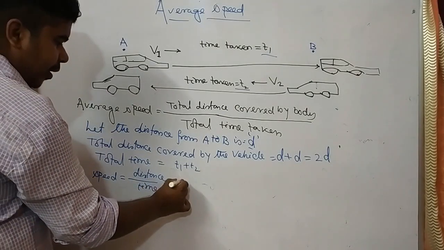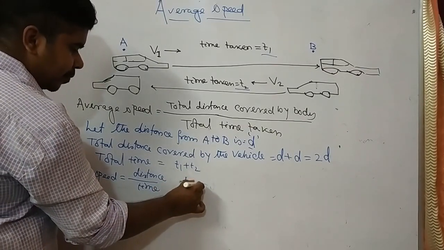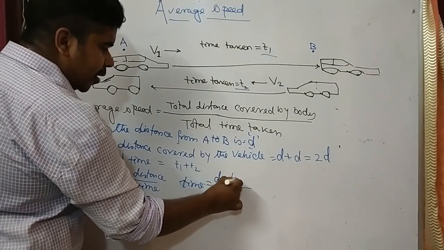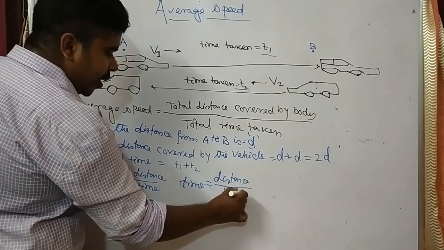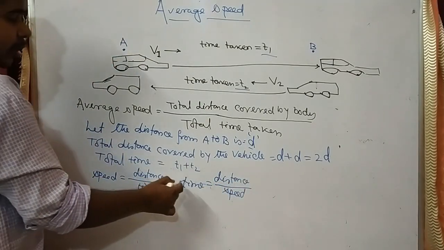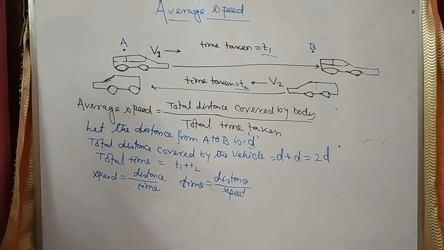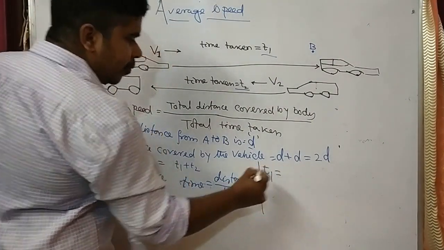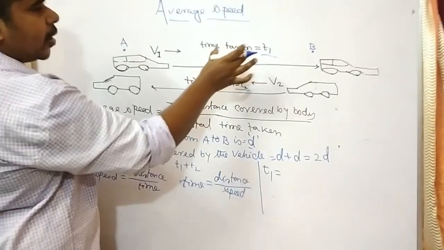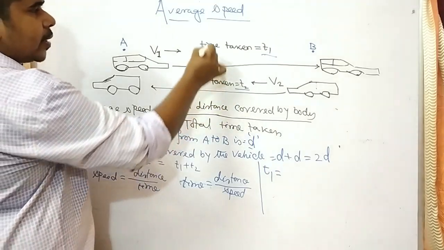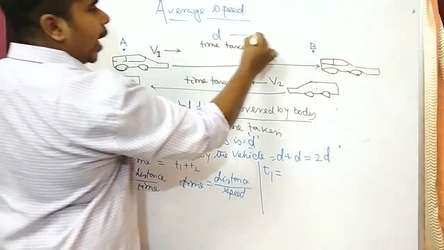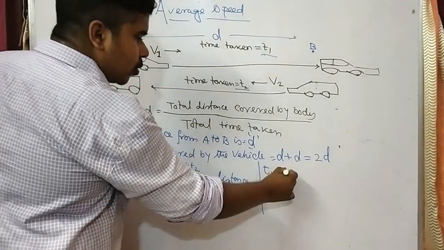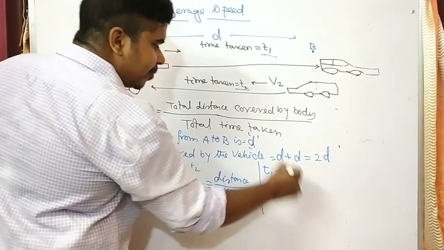So from here we can write time equals distance by speed. Simple cross multiplication. If speed equals distance by time, then definitely time equals distance by speed. So from this equation, what will be the time T1? How much distance is covered in time T1? Now you will say the distance is D, because A to B, the distance we have taken, is D. And what is the speed? V1. So T1 equals D by V1.